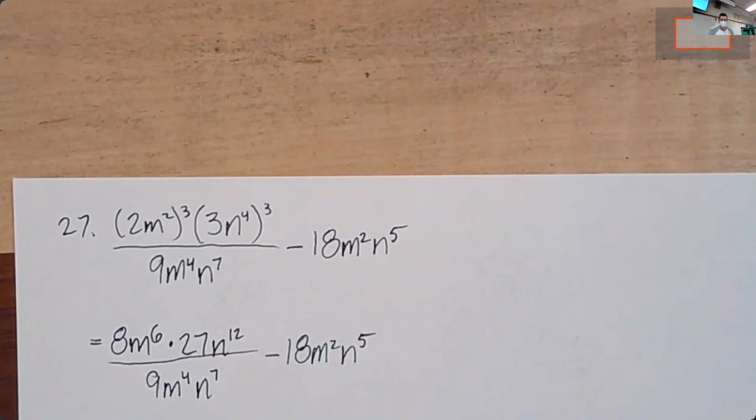Okay. So the next thing we need to do is we need to multiply our 8 times our 27.